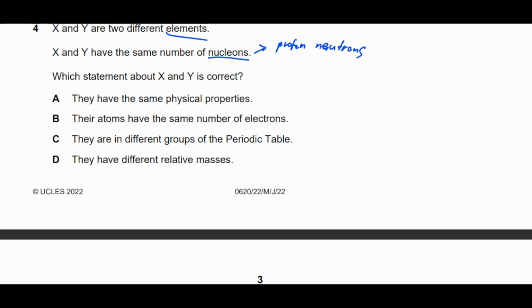They are two different elements, so they cannot have the same physical properties. Their atoms have the same number of electrons. That's incorrect because they are two different elements with different proton numbers, and they didn't say anything about electrons. They are in different groups of the periodic table. That is true, they can be in different groups. They have different relative masses. That's incorrect because protons and neutrons determine the mass of the element. So if they have the same number of nucleons, they cannot have different relative masses. So D is wrong. The answer is C.